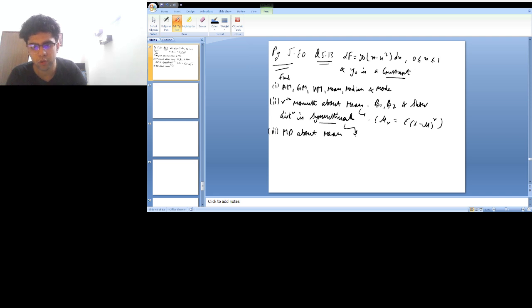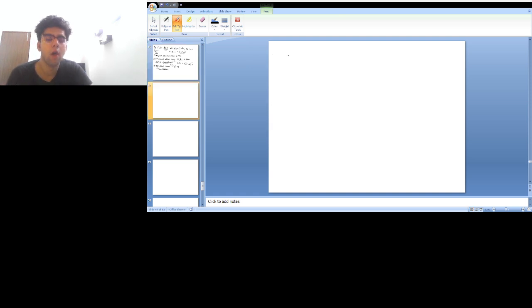And when is the distribution symmetrical? A distribution is symmetrical when beta 1 is equal to 0. In the third part, we need to find the mean deviation about mean. So this is a very big question. A lot of parts. I would obviously need to look up the formulas from the book. So let's just first find the mean, the arithmetic mean.